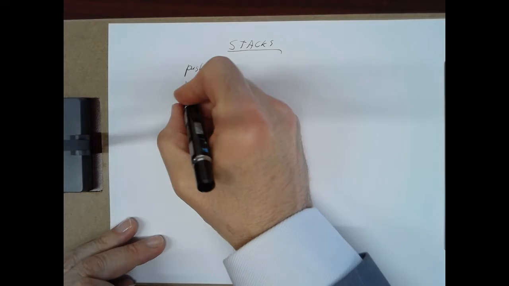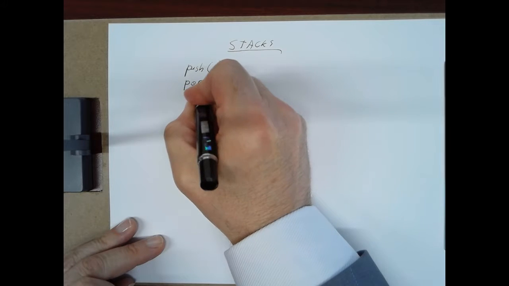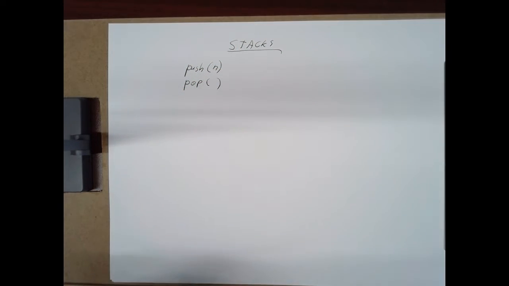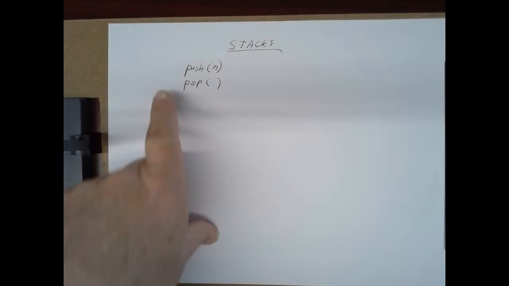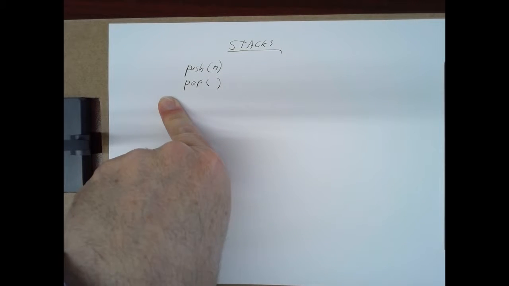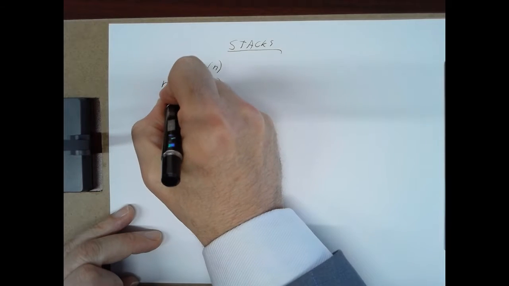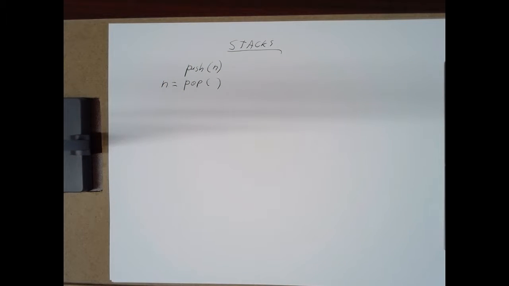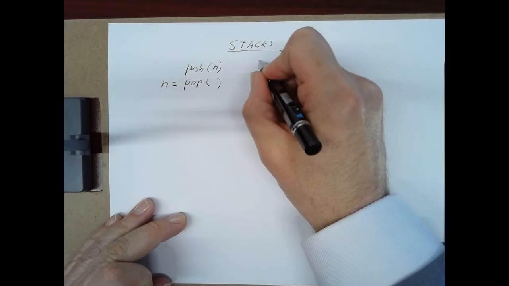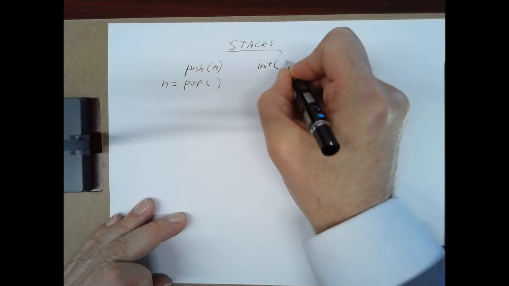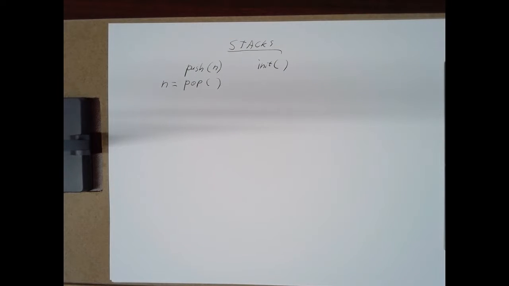And the flip side of that is a function called pop, which removes whatever the last thing was that was pushed and gives it back to you as a function value. So you could do, you know, n equals pop. And we probably want some sort of initialization routine to create an empty stack, because they don't just exist when your program starts running. So we want some way to create an empty stack. I'll just call it init.